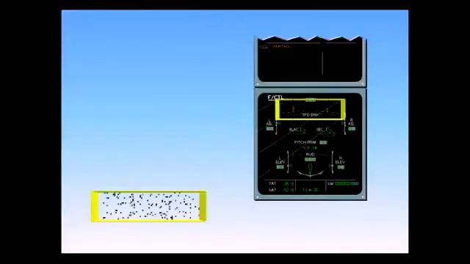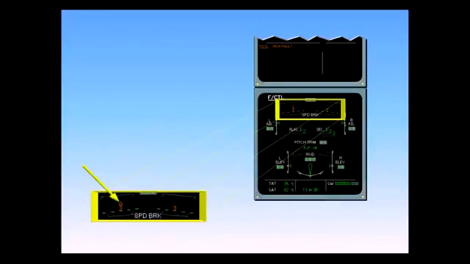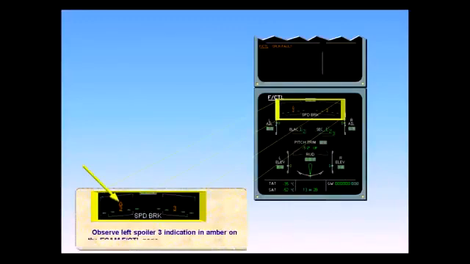Observe left spoiler 3 indication in amber on the ECAM flight control page. These indications mean that left spoiler 3 has failed in the extended position. The SEC which controls this spoiler and has detected the fault will automatically retract it and inhibit its symmetric one on the other wing, right spoiler 3, also shown in amber.